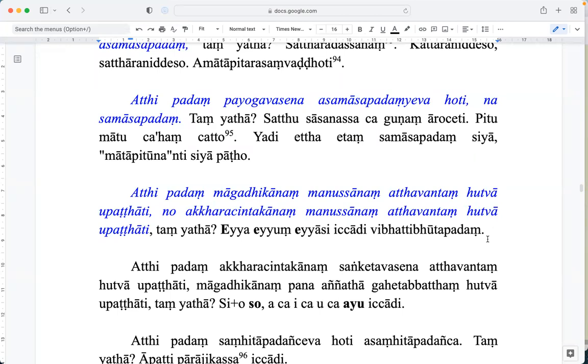Okay, if we say like that, why did Sayadaw say it in this way? That's why I don't know why Sayadaw said like that. So that is what I looked for, even in the PTS dictionary.